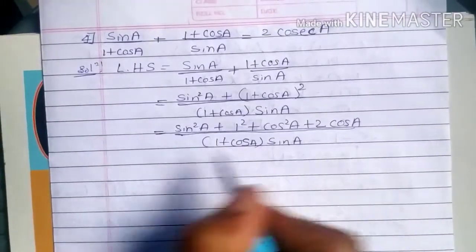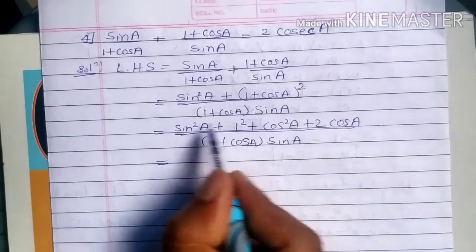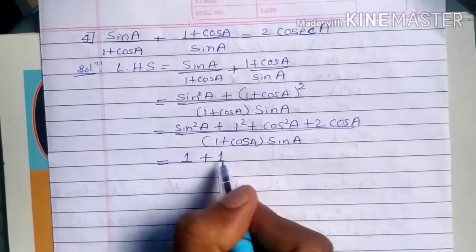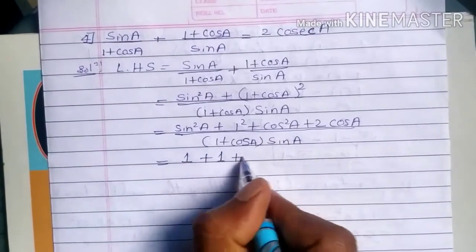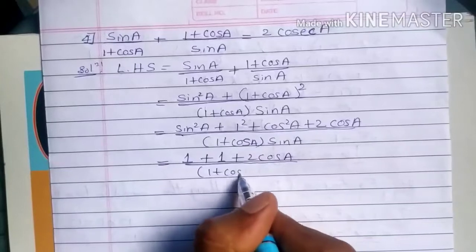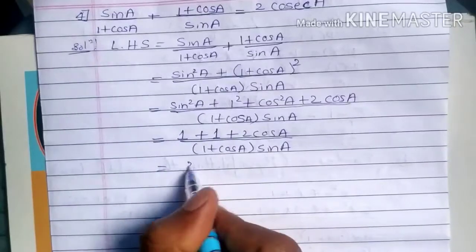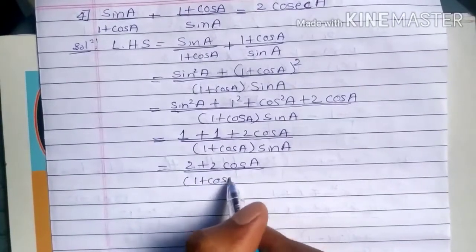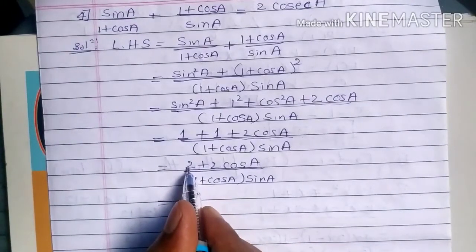Now sin square A plus cos square A, bringing together these two, that is equal to 1, and 1 square is 1, plus this 2 cos A as it is, whole divided by 1 plus cos A into sin A. That is equal to 1 plus 1, 2, plus 2 cos A divided by 1 plus cos A into sin A. This is one term and this is the second term.